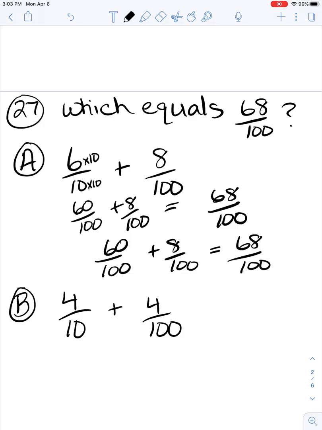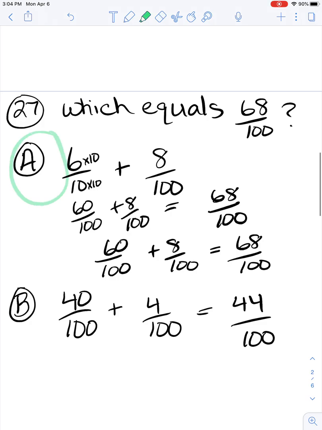So let's use that strategy down here. Whatever I do to the bottom, I do to the top, because that would just be multiplying by 10. 10 times 10 and 10 times 4. So 40 hundredths plus 4 hundredths equals 44 hundredths. So A is our answer, 68 hundredths.